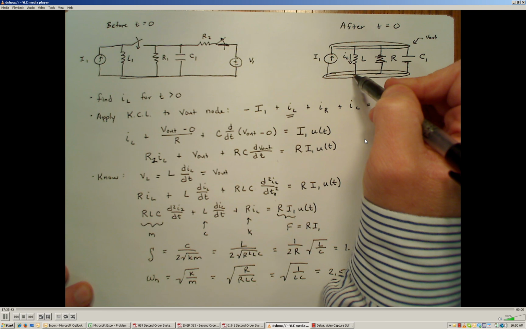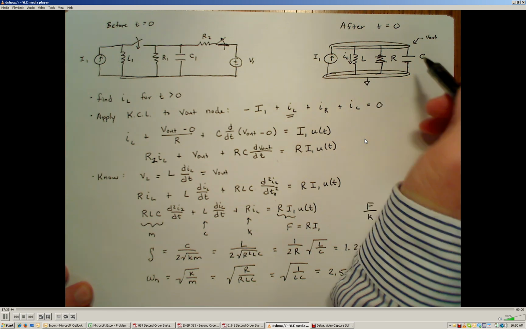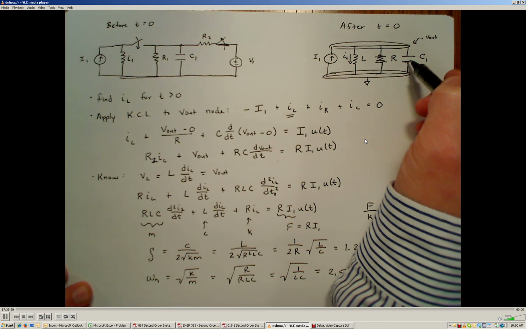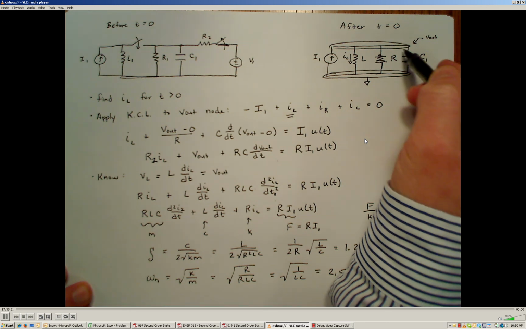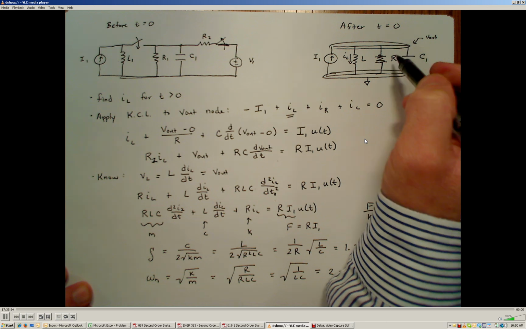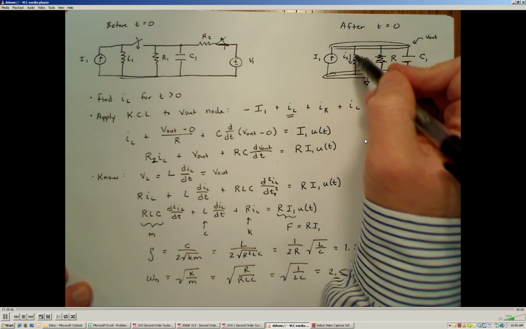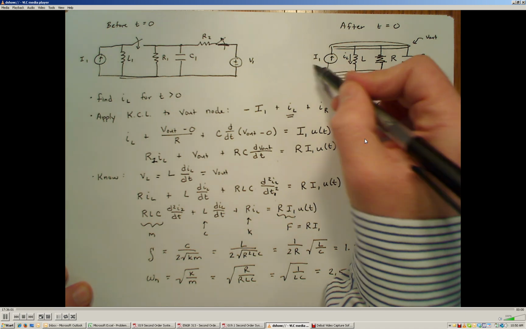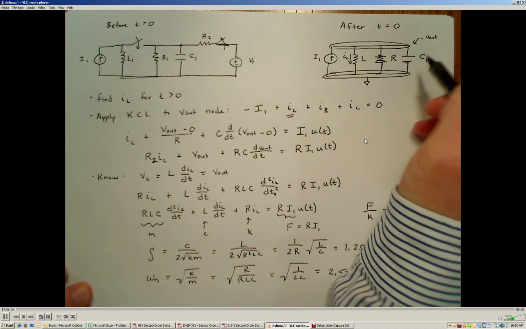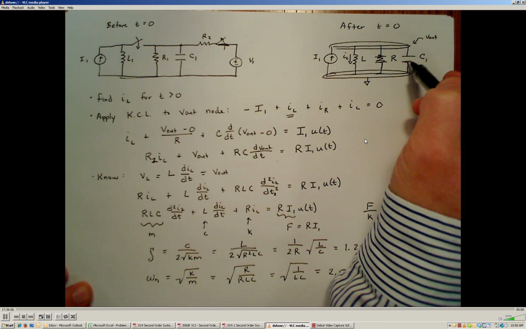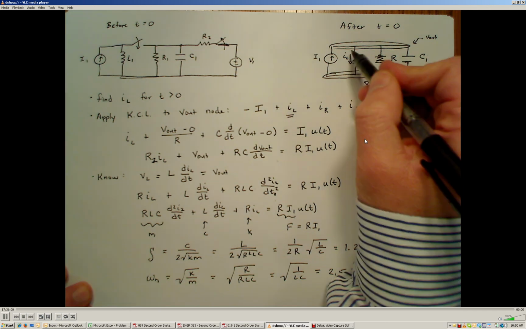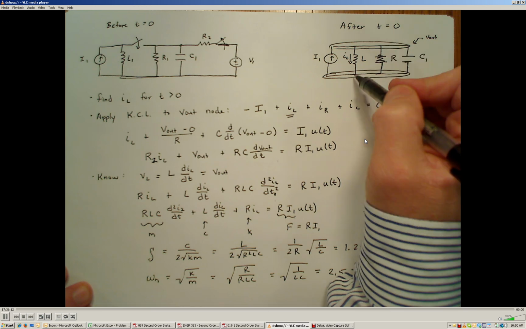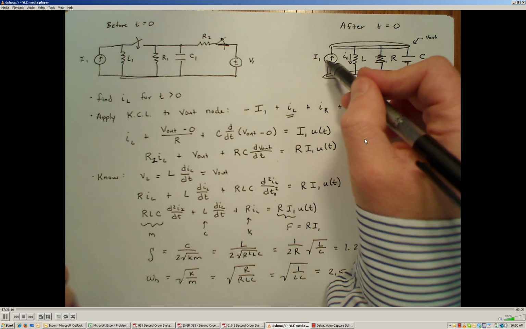But after a long period of time, the capacitor again is going to act like an open circuit and not allow any current to go through it. After a long period of time, the inductor is going to act like a wire, and all of the 4 amps that's being supplied by the 4 amp supply are going to flow through that inductor. So essentially, the capacitor is not going to matter anymore, and the resistor is not going to matter anymore after the switch has been closed for a long period of time, because the inductor is going to carry all of the current that's being supplied by that current supply.